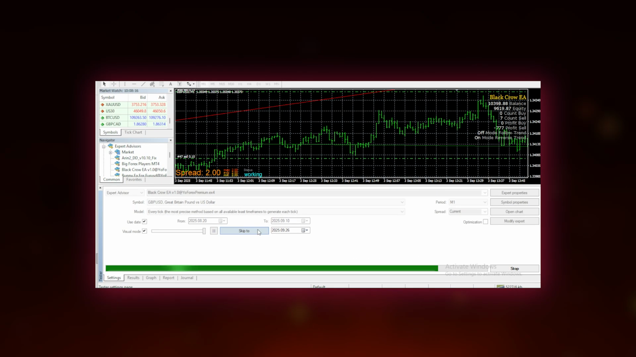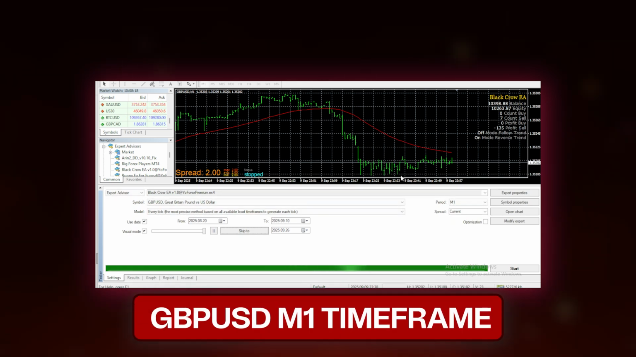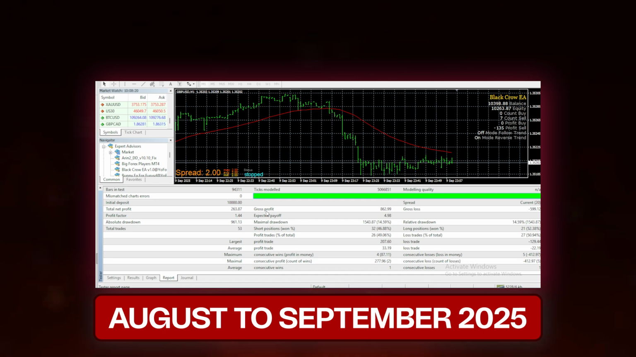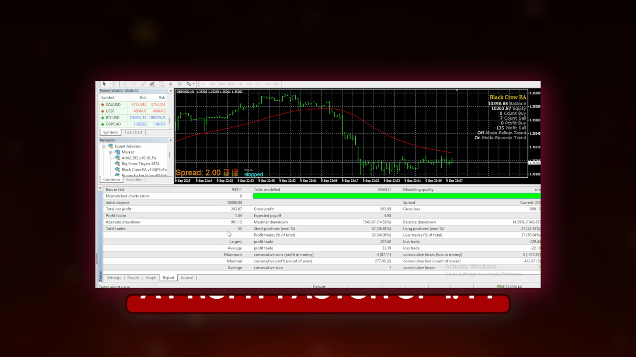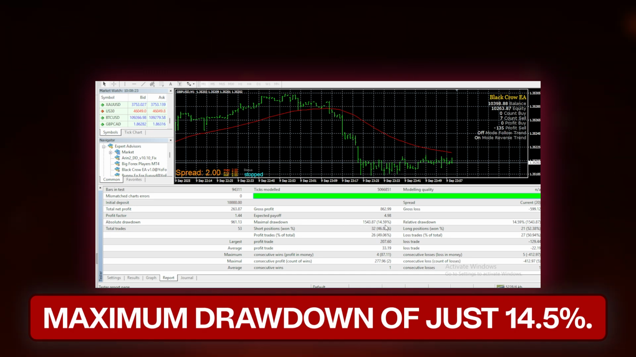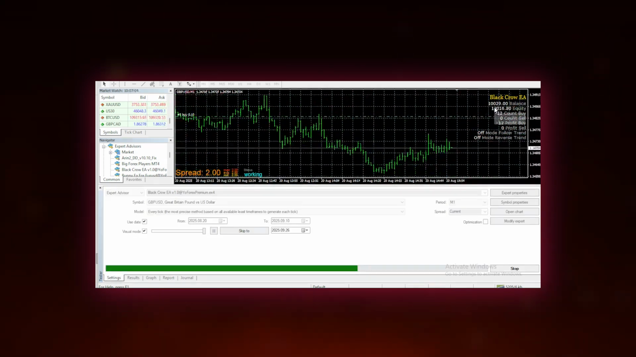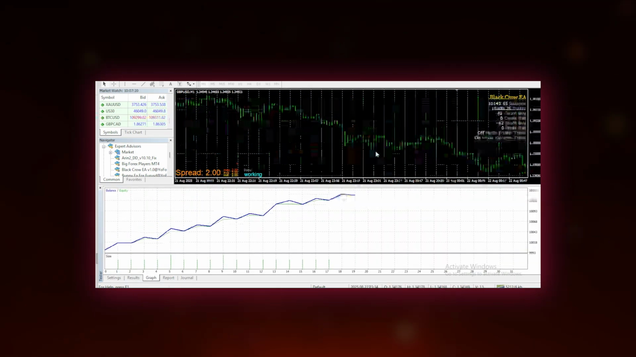Now let's move on to the backtesting results. We tested Black Crow EA V1.0 on GBPUSD M1 timeframe from August to September 2025. The EA completed thousands of simulated trades with a profit factor of 1.44 and a maximum drawdown of just 14.5%. The balance curve clearly shows stable growth with minimal fluctuations, proving how efficiently the EA adapts to changing market conditions.